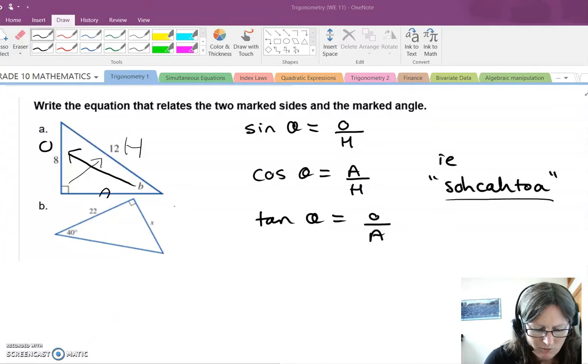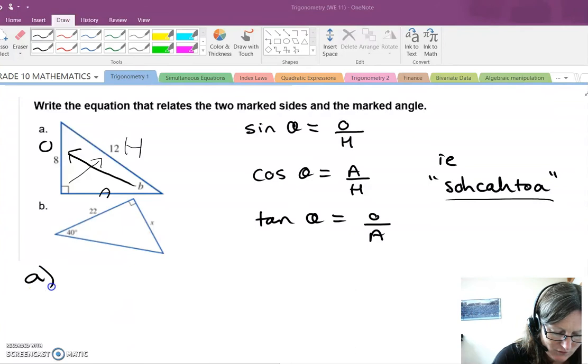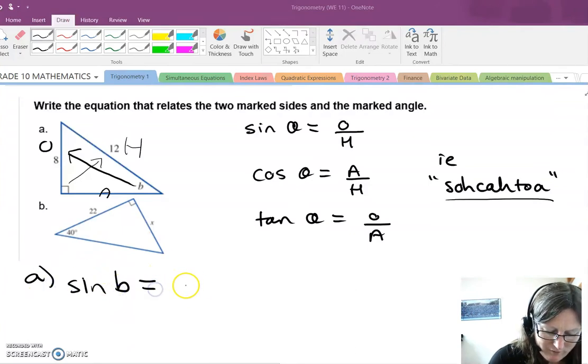So let's look at what we've got. For that marked angle B, we've been given a value of the opposite side, and we've been given a value of the hypotenuse. So which of those trig ratios do we need, the opposite and the hypotenuse? The answer is sine. So for the first triangle, we would write the sine of angle B. Well, we have the opposite, that is 8, and we have the hypotenuse, that is 12.